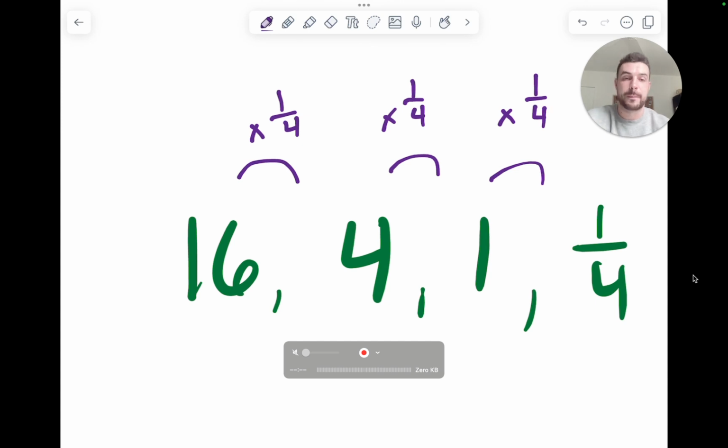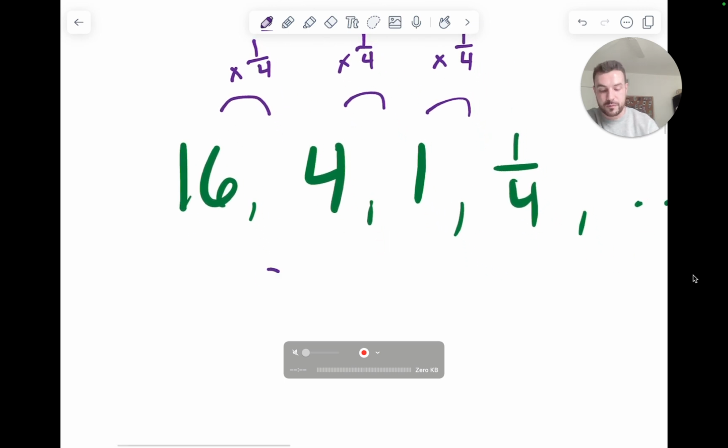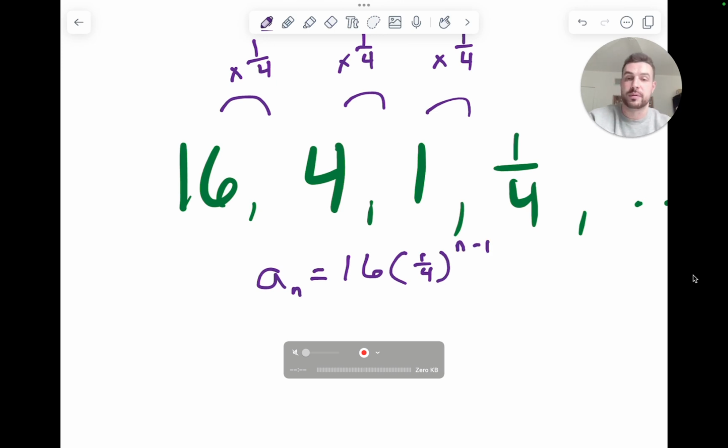Now, a lot of people might look at this and say we are dividing when going from one term to the next. Geometric sequences are always multiplying by a ratio. So in this case, we're just multiplying by a fraction, which is why it is getting smaller. So if we want to come up with our explicit formula, we have a sub n equals our first term, which is 16, times our ratio, which is 1/4, to the n minus 1 power.